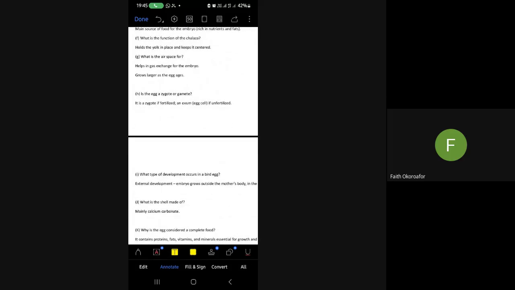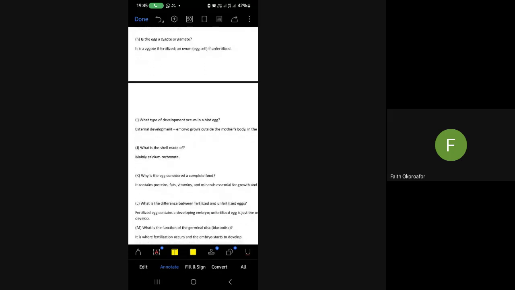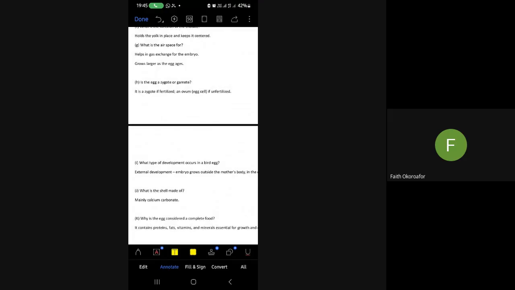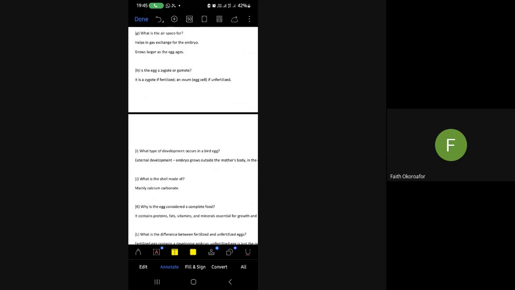I think I have explained, is the egg a zygote or a gamete? It is a gamete. But by the time it is fertilized and the germinal disc has started developing, it becomes a zygote. Ma, please, what is the difference between gametes and zygotes as well as zygote and embryo? Let me push it back to you first, because I know I have explained this to you before.